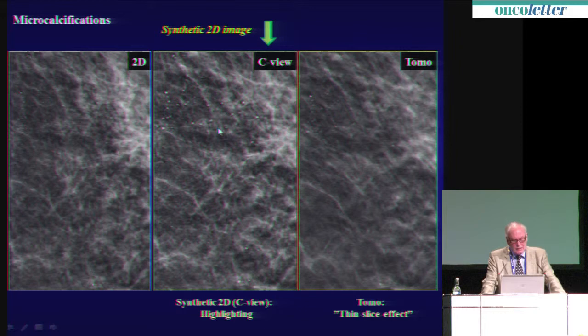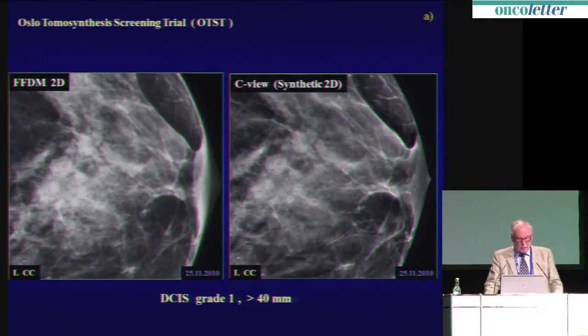On the synthetic 2D images, on the other hand, you do have a highlighting of the calcifications. That means the perception or the detection of microcalcification is improved on synthetic 2D images, but not the characterization or analysis, but the perception of these calcifications. So what about the combination?